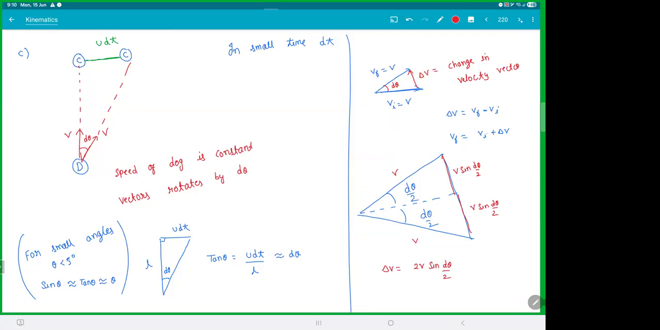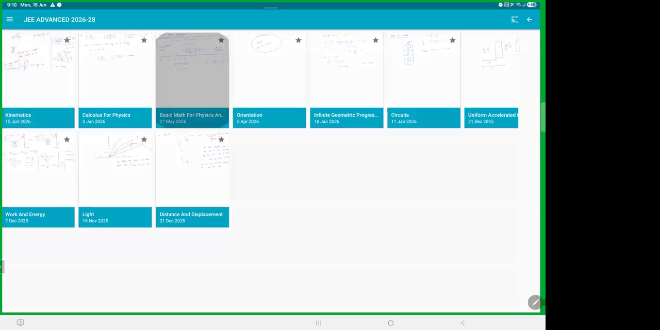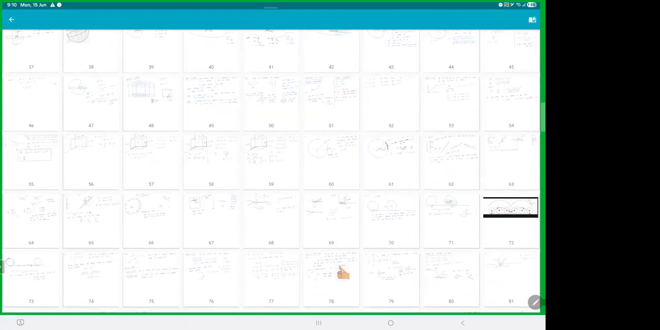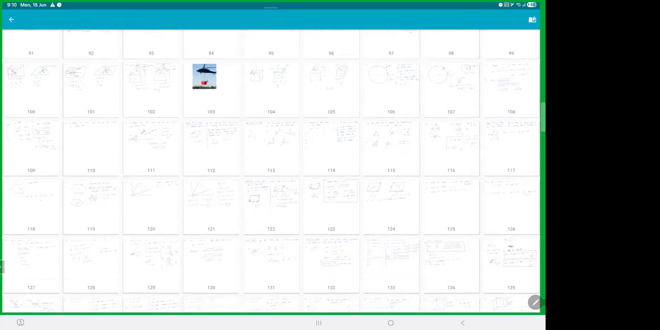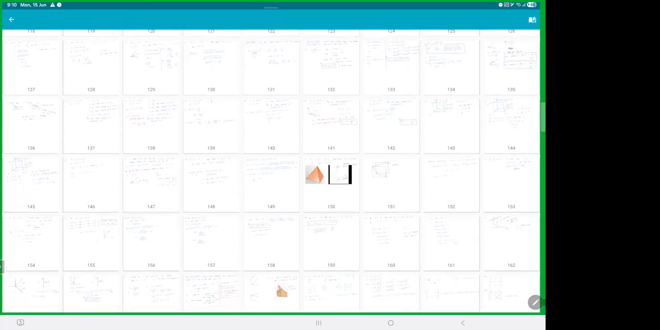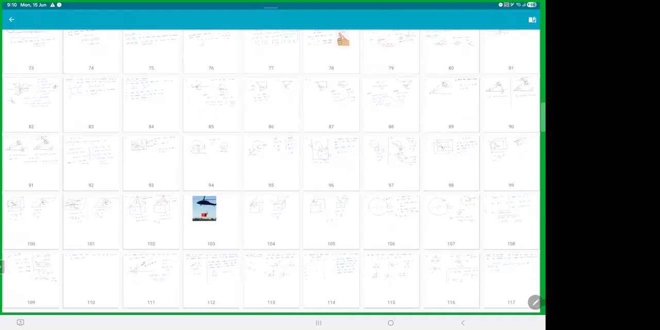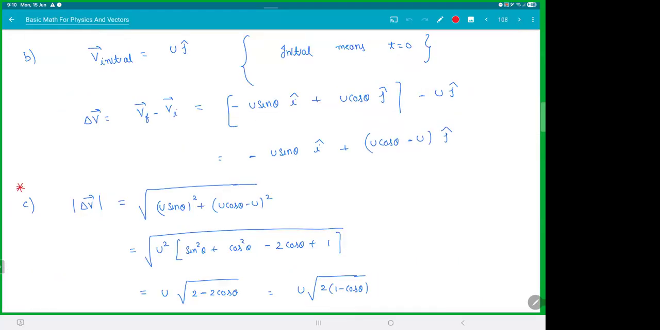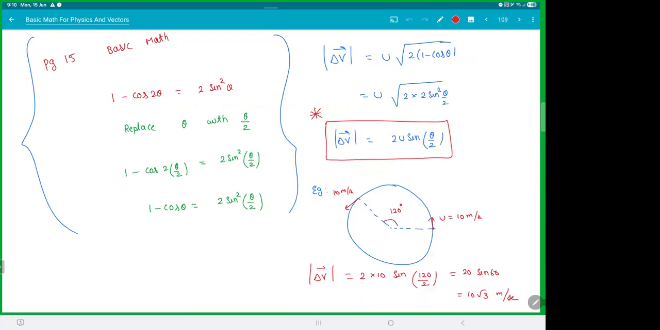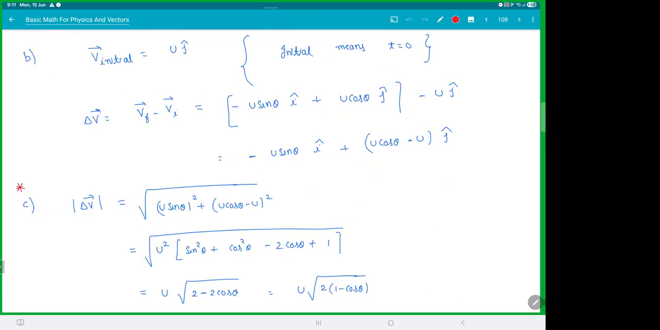And this actually we have done in vectors. Do you guys remember? If a velocity vector rotates by an angle theta, then the change in velocity is 2v sine theta by 2. I told you it's a very important result. I think we did it for position, I guess. Remember this result? Delta v is 2u sine theta by 2. This was a question here.